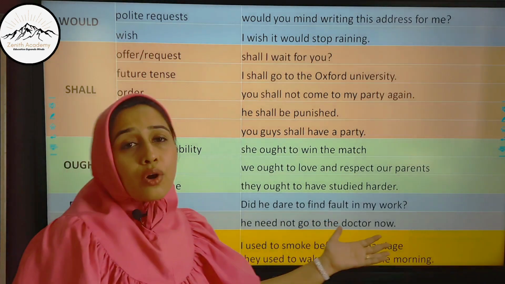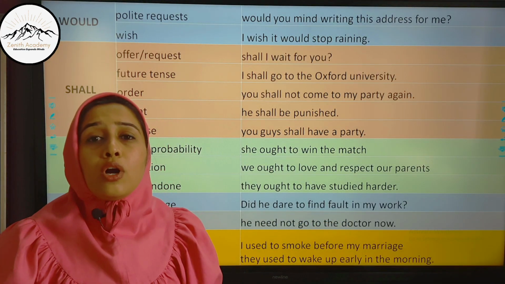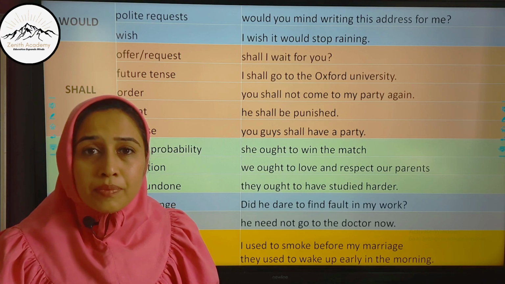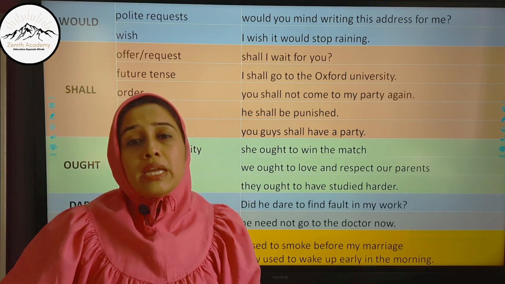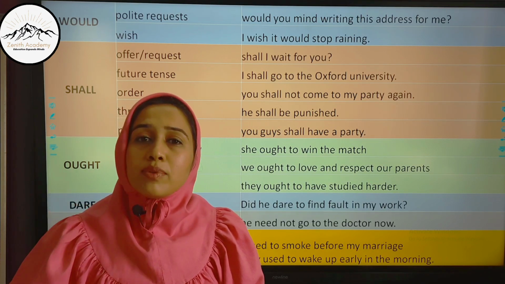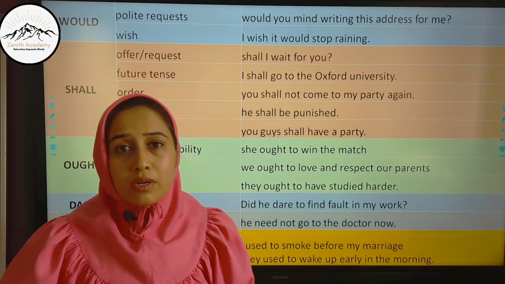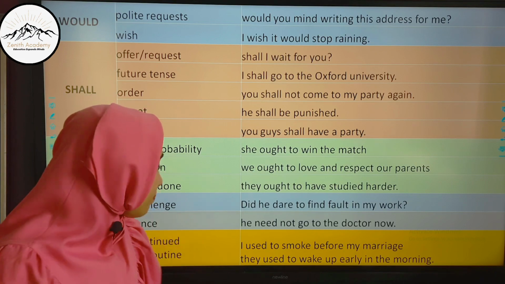He need not go to the doctor now. You need not play for the next 2-3 days. You need not continue the medicines now. So it is showing the discontinuation or absence of that particular action taking place.